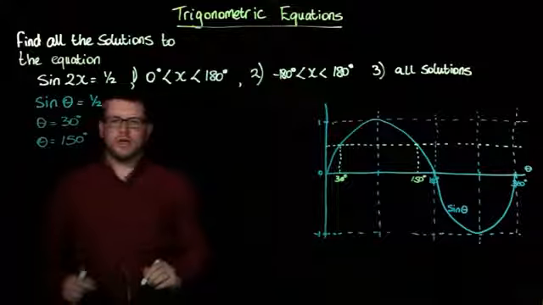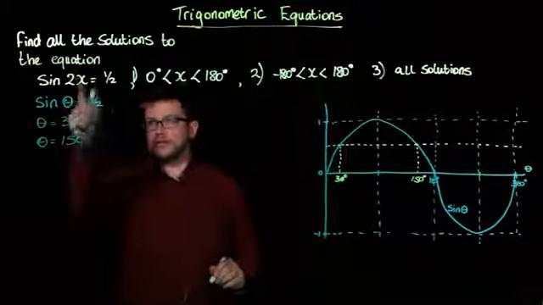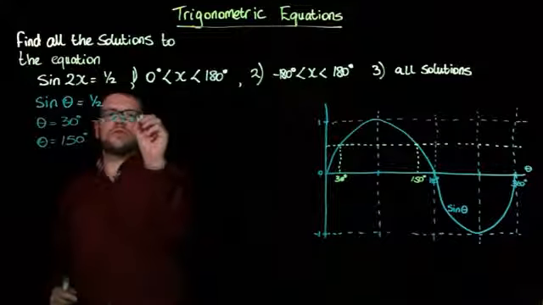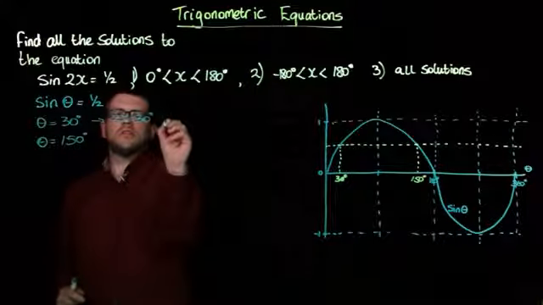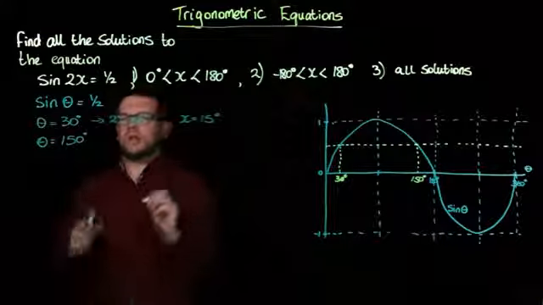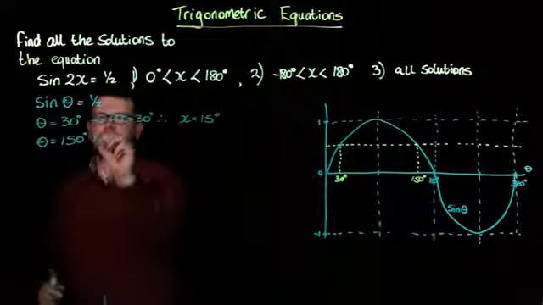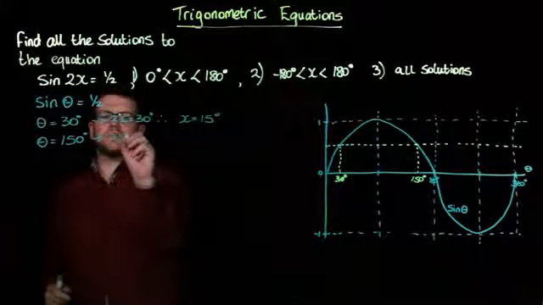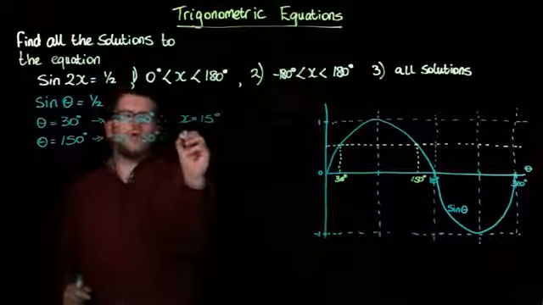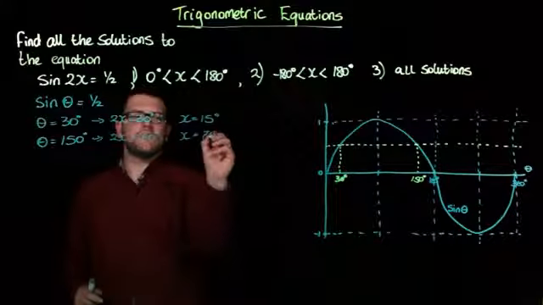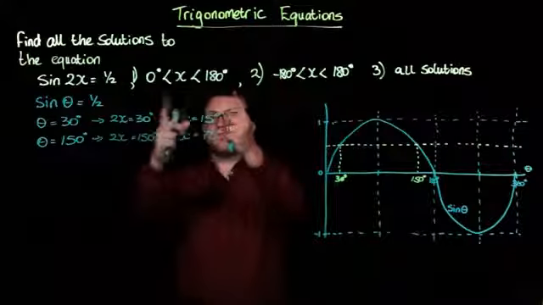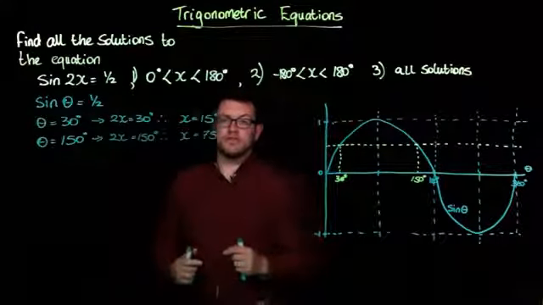Now in each case, I can change theta back to 2x, and I can say 2x is equal to 30 degrees, therefore x is equal to 15 degrees. And likewise, with the second solution, I can change this to 2x is equal to 150 degrees, therefore x is equal to 75 degrees. And that's the solution in this range from 0 to 180 degrees.